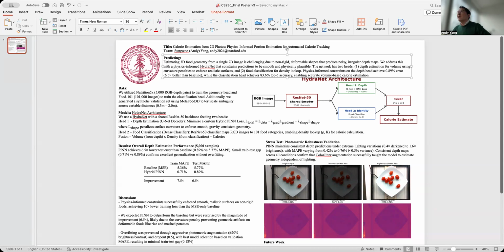When the food shape is irregular, then that depth map estimation becomes a little more noisy. So I try to address it by improving the algorithm by adding constraint into the loss term. To give you the overall idea, this diagram explains the model structure.